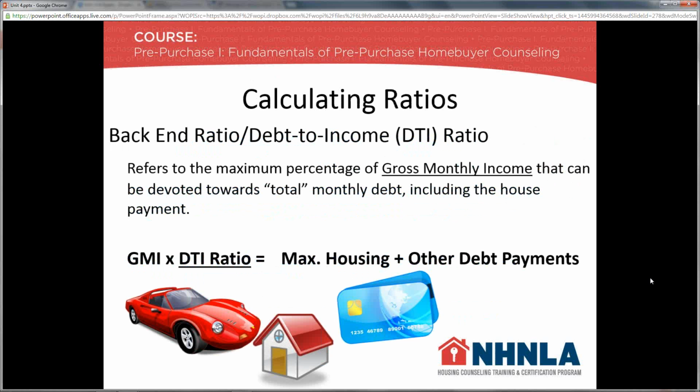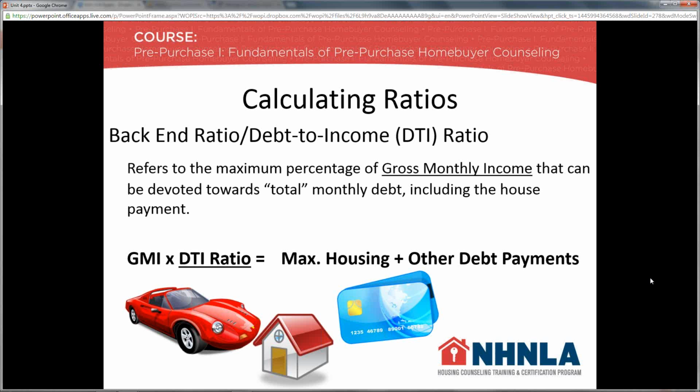Now let's look at the back-end ratio, or the debt-to-income ratio. I forgot to mention that they're called front-end and back-end because of how they're written in lending guidelines. So when we talked about that 28/36, the 28 refers to the front end and the 36 refers to the back-end ratio, simply because of the sequence in which they're written when they're noted.